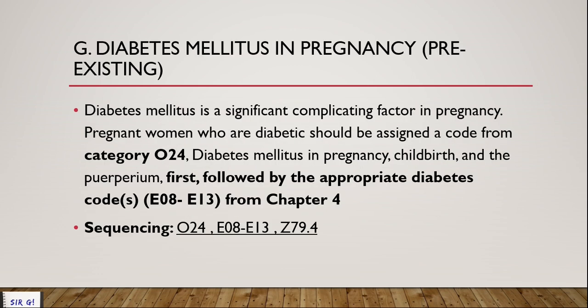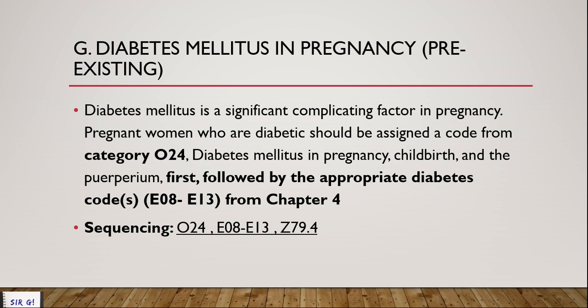Okay, next, letter G, diabetes mellitus in pregnancy. I know in the guideline there's no word like pre-existing. Just put in pre-existing there, meaning the diabetes is already present before the pregnancy. So in this case, your sequencing should be O24.1, .2, and .3 to be specific. And you always need to code the diabetes code and Z79.4 if there's long-term use of insulin. Okay, diabetes mellitus is a significant complicating factor in pregnancy. Pregnant women who are diabetic should be assigned a code from category O24, followed by your code E08 to E13, or your normal diabetes codes.